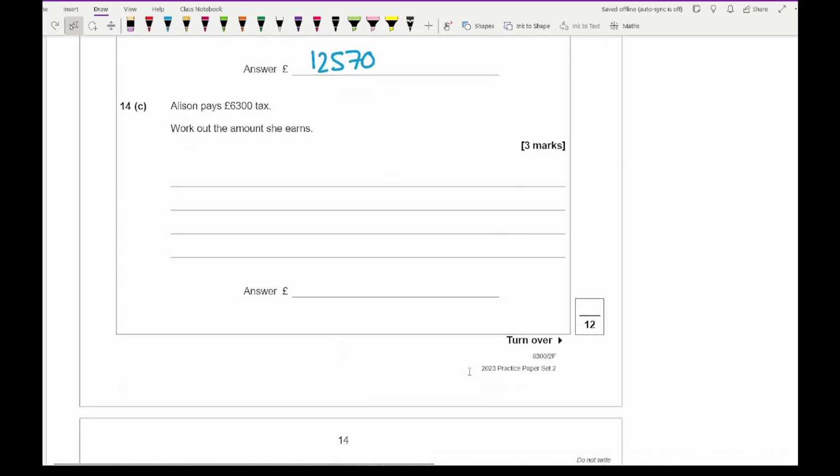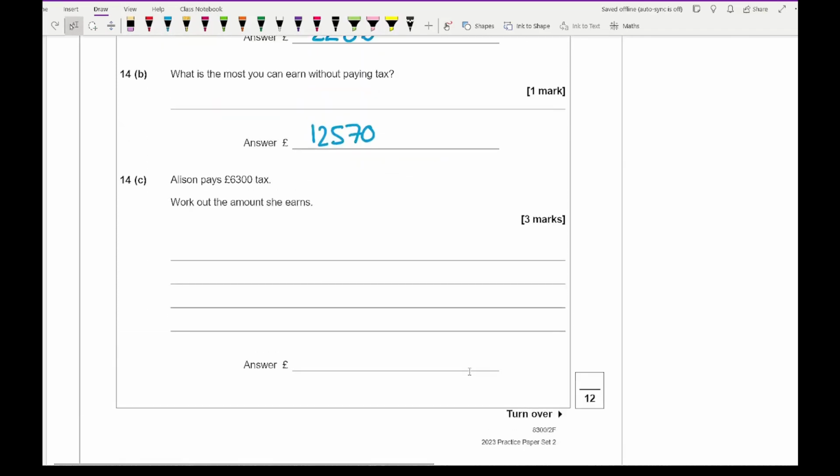Then moving on to question 14c, it says Alison pays 6,300 in tax. Work out how much she earns. So for this, what we've got is, this is my t value. So t equals 6,300. So if I substitute that number into the formula, which gives me something that looks like this, I've just flipped the two things around.